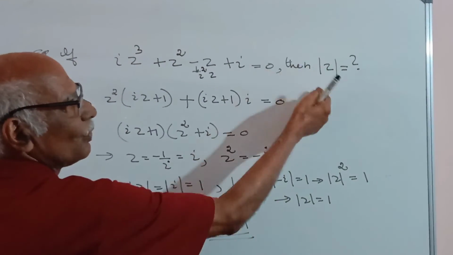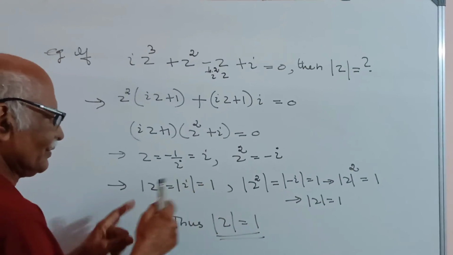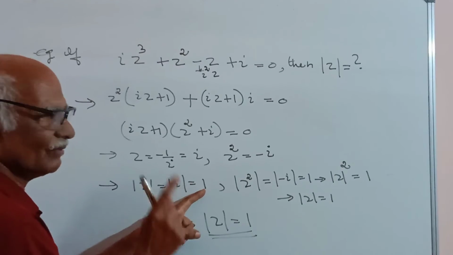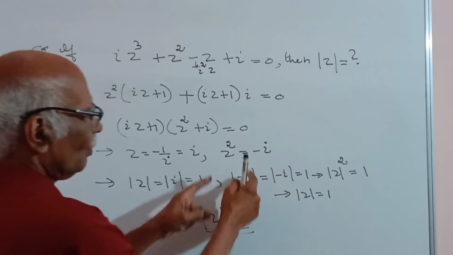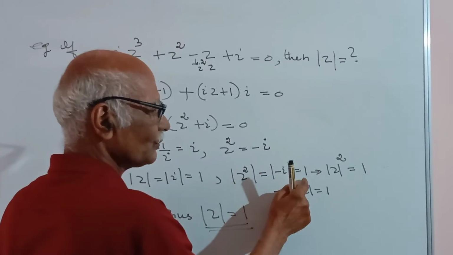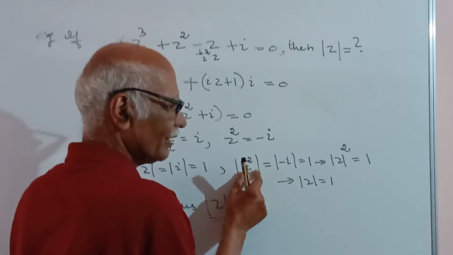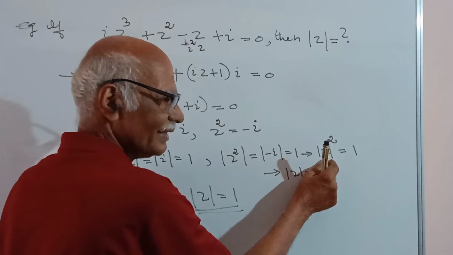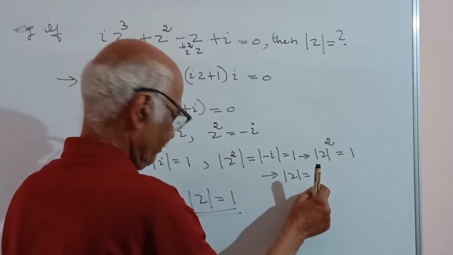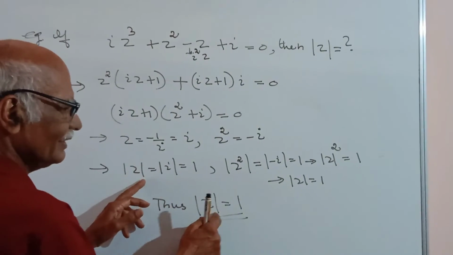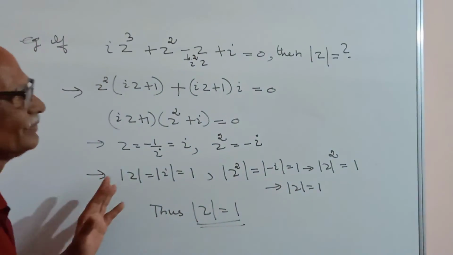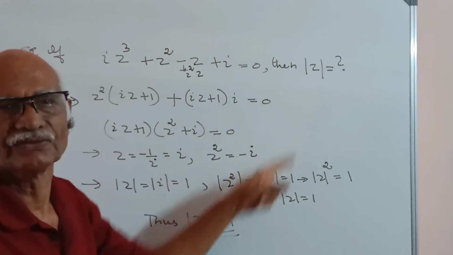Now the problem is modulus. So we go to the modulus. Modulus of z is modulus of i, and you know modulus of i is 1. Modulus of z square is modulus of minus i. That is also 1. So modulus of z square is actually modulus z the whole square, which is 1. Therefore modulus z is 1. Answer, modulus z is 1.